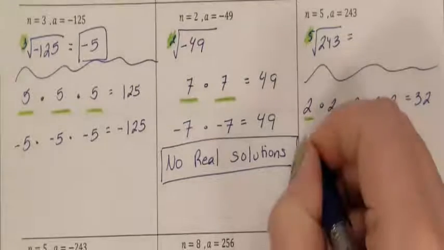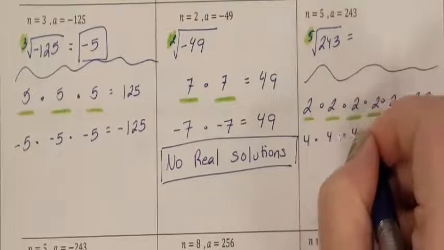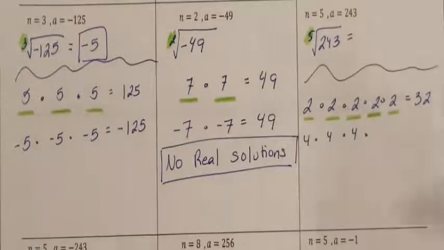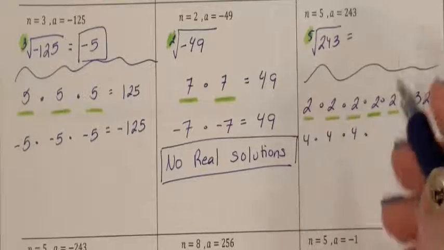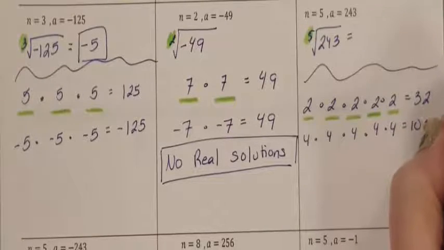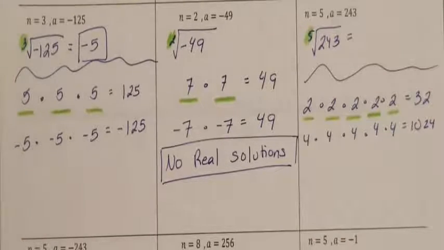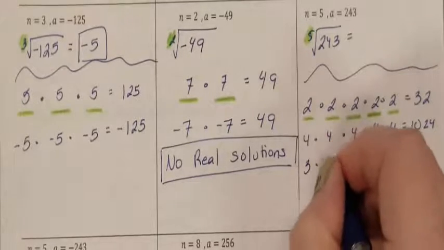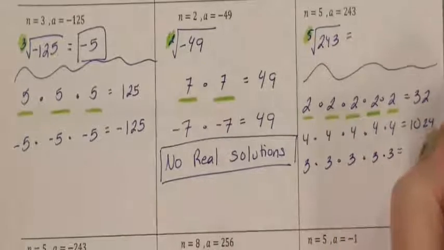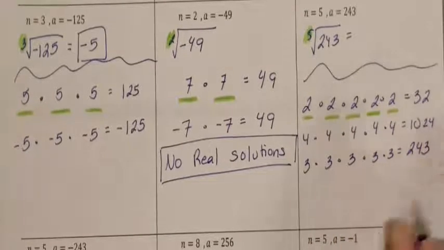So let's go ahead and try 4. I'm going to skip 3. The only reason why I'm skipping 3 is because I see it's kind of far away, so I want to just kind of skip a few. 1, 2, 3, 4, 5. Whoa, that number got way too big. So maybe 3 was my answer. 1, 2, 3, 4, 5.